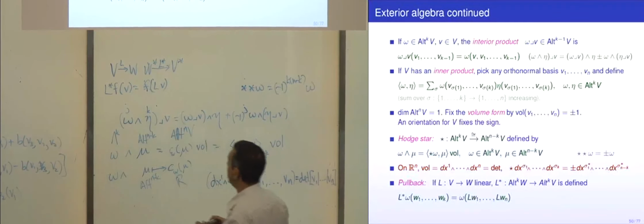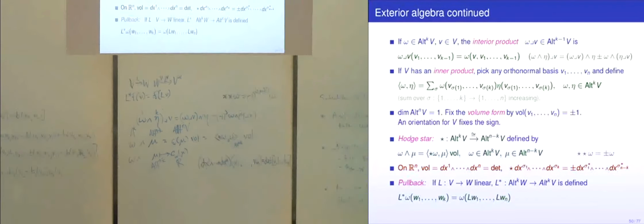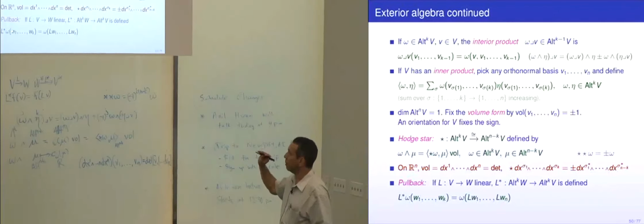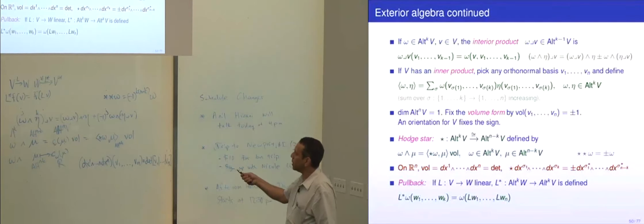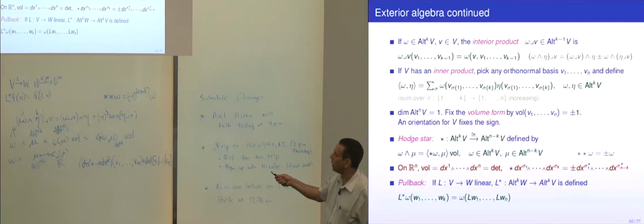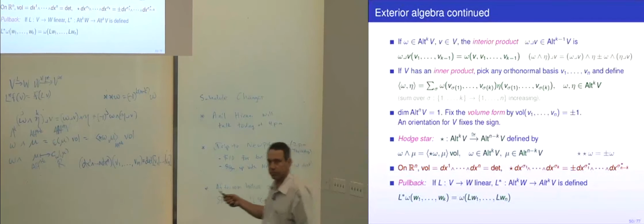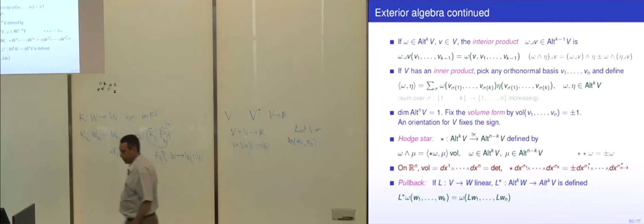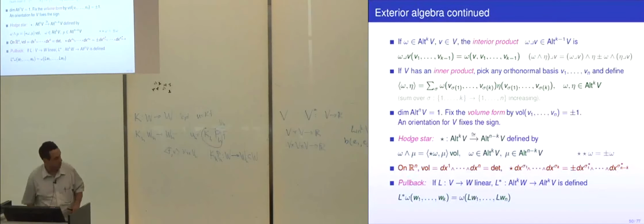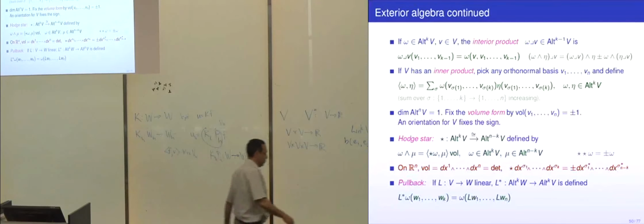So you can do that with linear maps, but you can also do it with multilinear maps. So L star of omega applied to w1 through wk is omega applied to Lw1 through Lwk. And if the omega is alternating, then the L star of omega is alternating. So we get a map L star from Alt^k W back to Alt^k V. Okay, that's the algebra. Bunch of definitions, none very deep, but they turn out to be very useful.